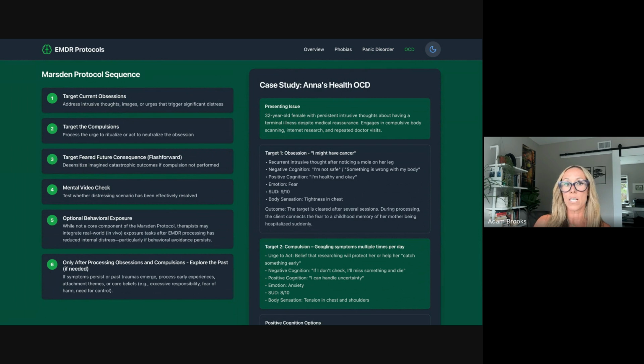Then you'll move on to the flash forward technique. So this is, again, desensitizing, imagining catastrophic outcomes if the compulsion is not performed, right? So if the compulsion is to wash your hands because you have a fear of germs, you're going to ask your client, what's the worst thing that can happen if you don't wash your hands? And that is going to be your flash forward target.